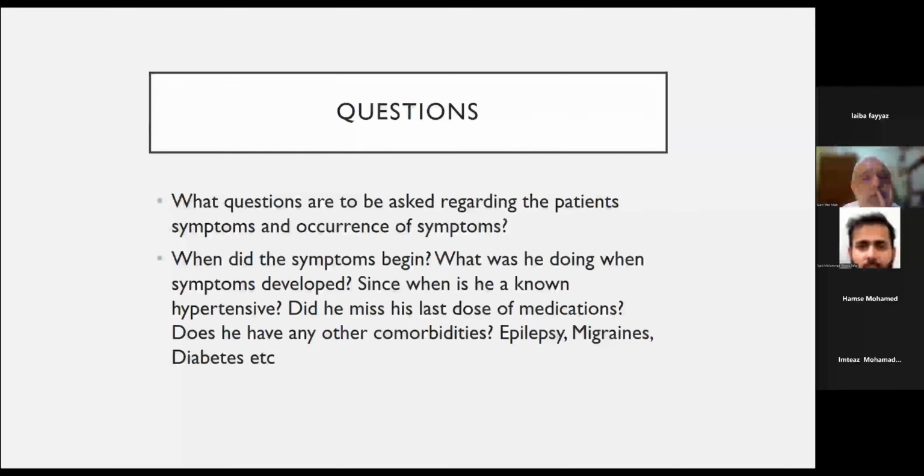What was the patient doing when the symptoms developed? Since he is a known hypertensive, since when is he a known hypertensive? Did he miss any last doses of his medications? Does he have any other comorbidities like epilepsy, migraines, and diabetes, etc.? So you are asking them to take history. Yes. What points in the history would they like to ask from the patient? All right. Okay, good.